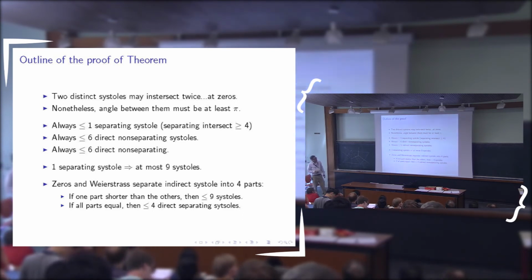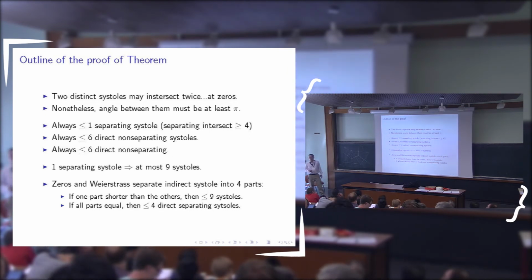Okay, so using a similar type of argument, the fact that separating systoles are sort of bad, you can show that 1 separating systole means that there's at most 9 systoles. So if we're looking for 10, we're going to throw out those. We'll only look for the non-separating systoles. So we have at most 6 direct non-separating systoles, and we have at most 5 indirect systoles. So that's 6 plus 5 is 11. So we're off by 1. So we have to do a little bit more work.